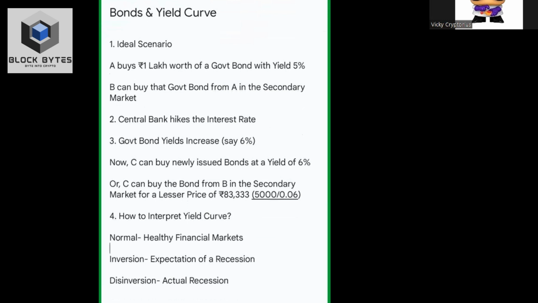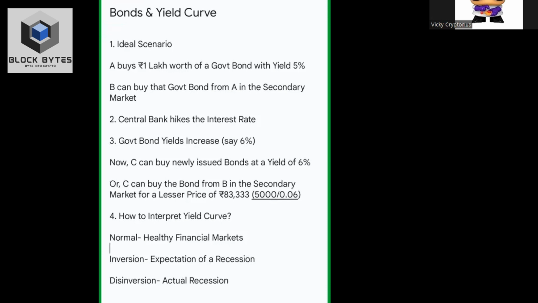Correct. But if he buys the bond from B for, say, 1 lakh, he will be getting a monthly payment of 5,000, which means he's only getting 5% interest rate. So he says, okay, you give me the bond, but I'll pay you less. Why will I pay you less? Because only if I pay you 83,333, I will be getting 5,000, which is 6% basically.